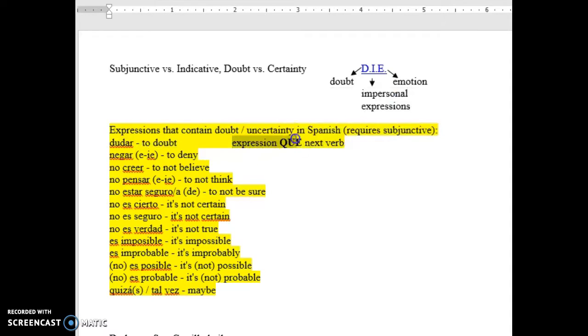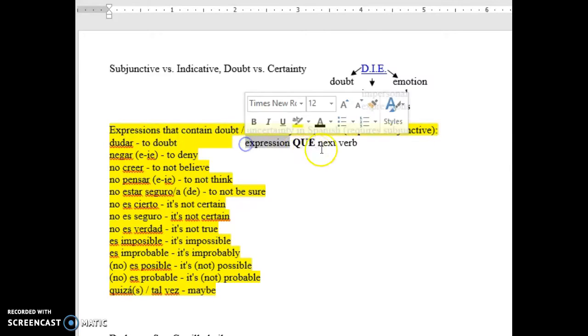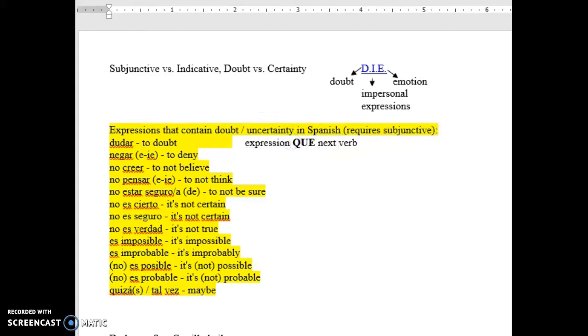There is a formula that you need to remember for the subjunctive, and that formula is your expression or your first clause followed by the que, followed by your next subject and the verb. So your expression or your first clause could have a subject. Que is going to break the sentence to a second clause, and then you have to pay attention to the next subject and the verb.